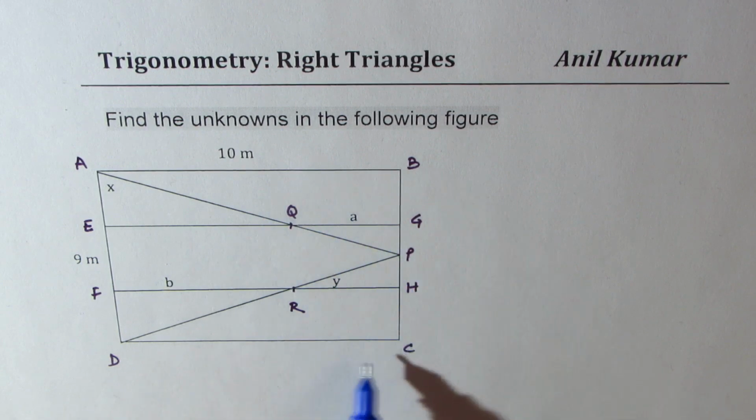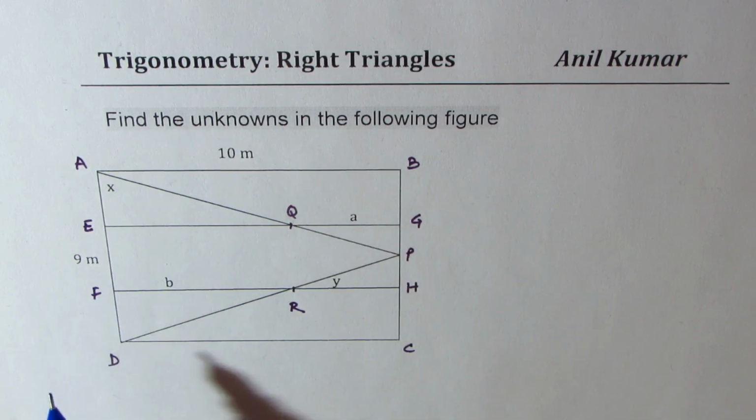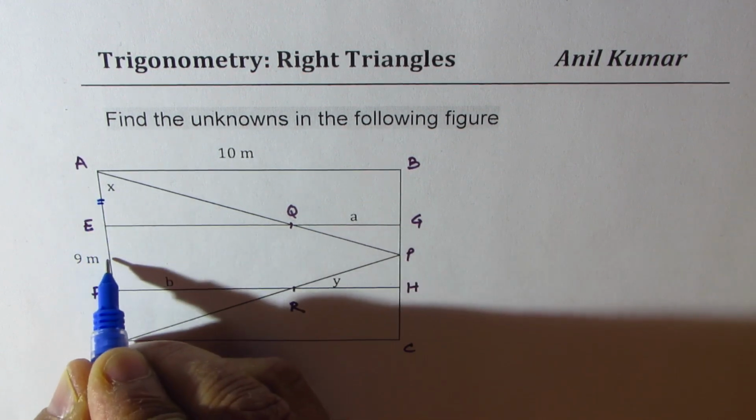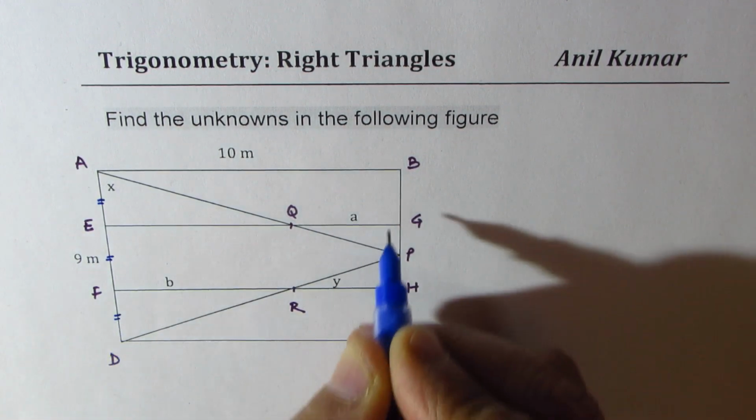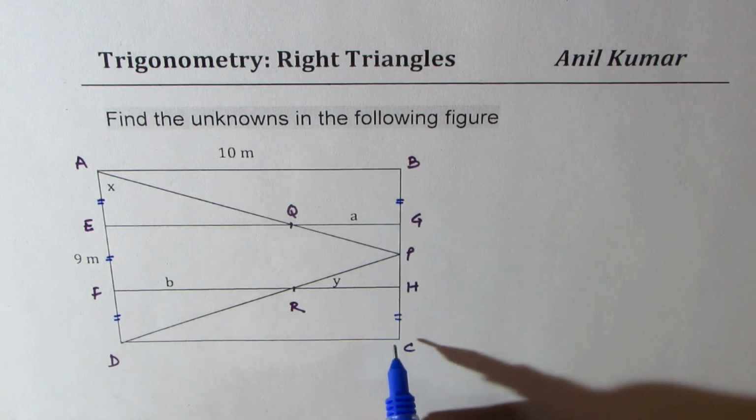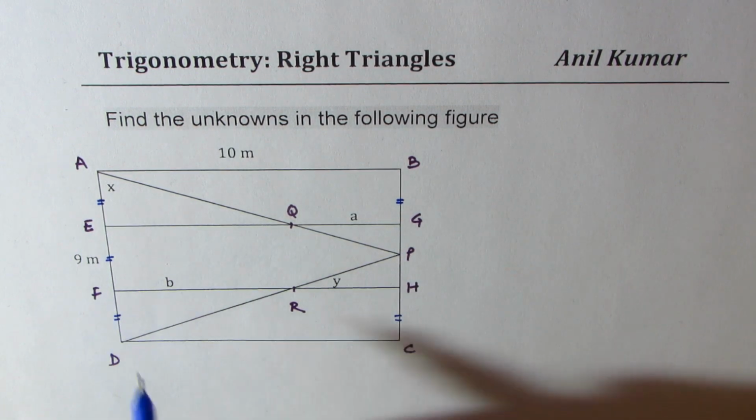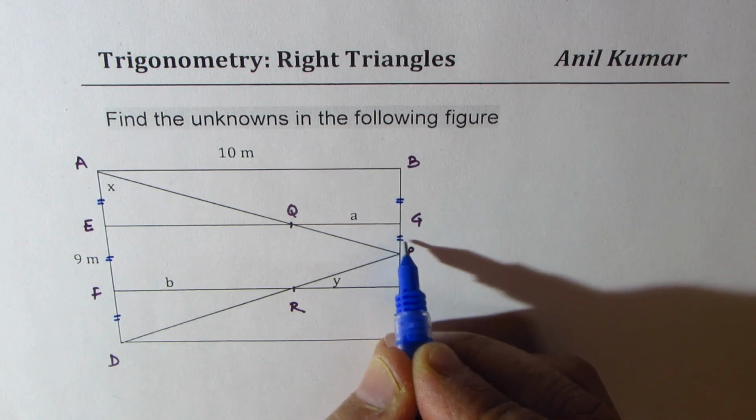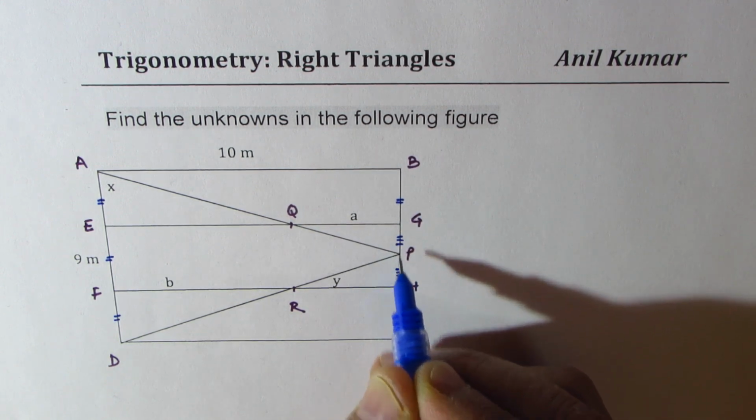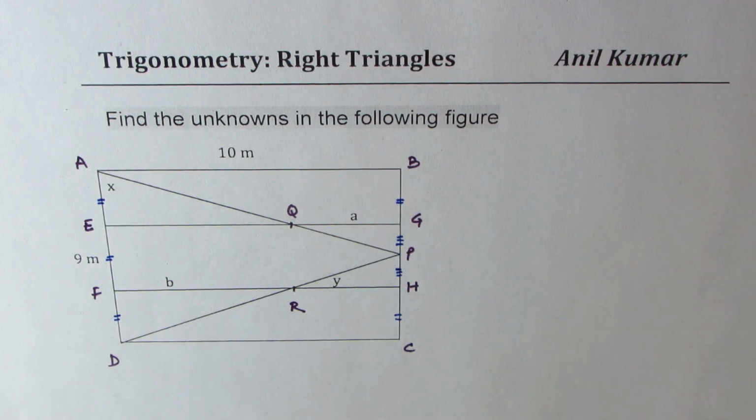So we are given a rectangle 10 meters by 9 meters where the points E and F are so that all these sides are equal, right? So points E and F are so that these segments are equal. P is the midpoint of GH, so these two segments are also equal. So that is given to you.